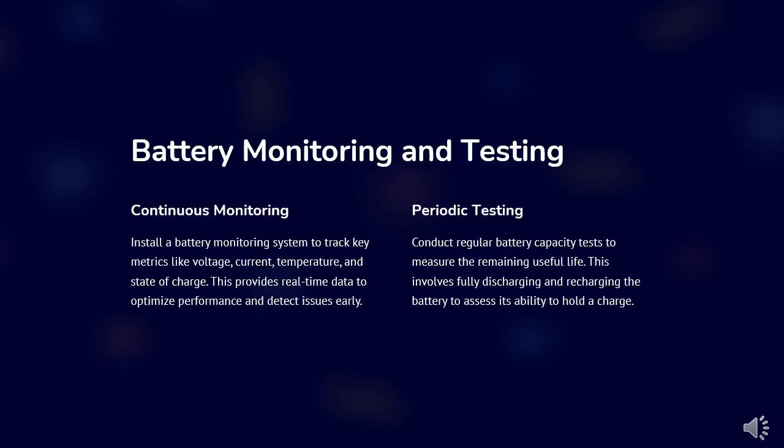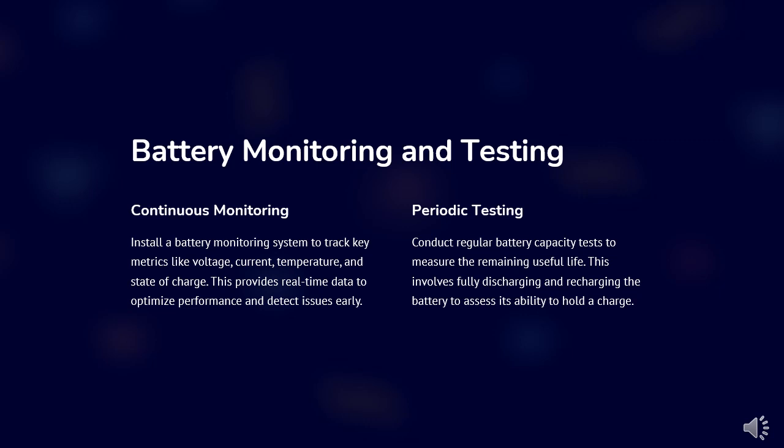Battery monitoring and testing. Continuous monitoring, periodic testing. Continuous monitoring: install a battery monitoring system to track key metrics like voltage, current, temperature, and state of charge. This provides real-time data to optimize performance and detect issues early.